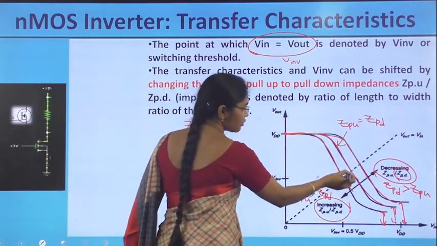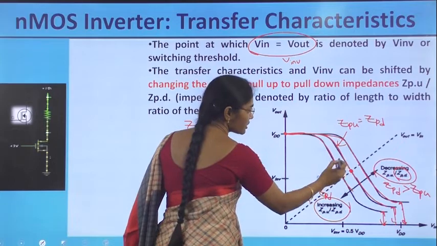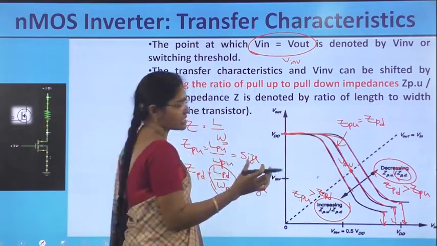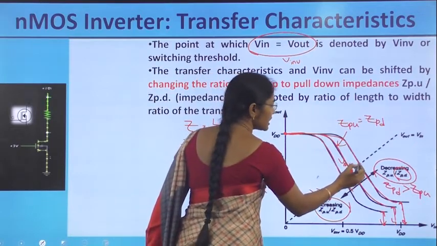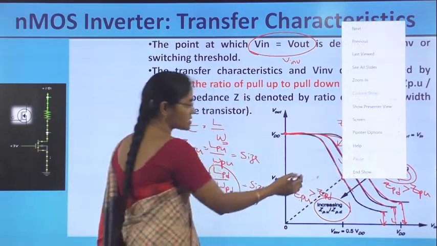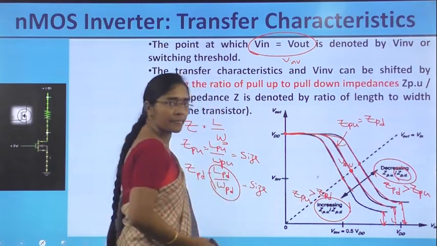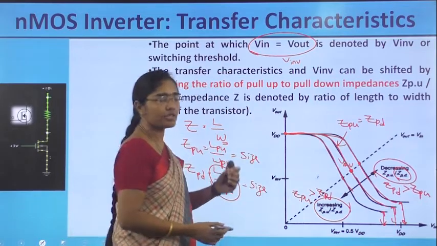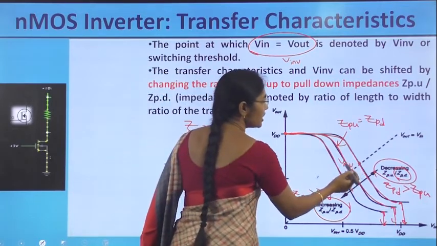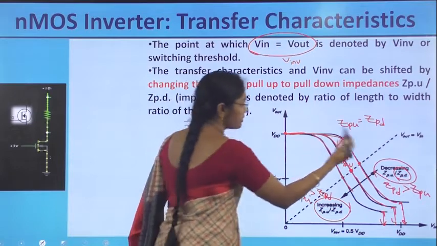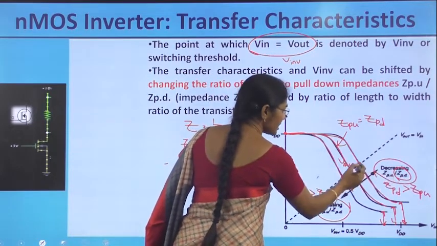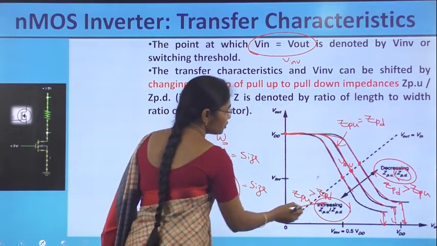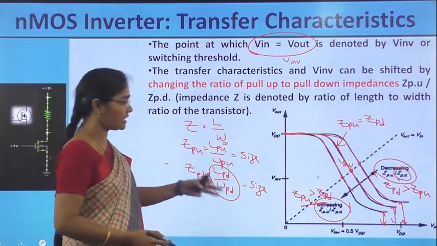That will be represented over the graph. So this is equal to V invert, for the first when ZPU is equal to ZPD sizes. Then this V invert is increasing, this V invert is decreasing. V invert is represented as Vin equal to Vout. This V invert is increasing when ZPU by ZPD is decreasing, and V invert is decreasing when ZPU by ZPD is increasing.